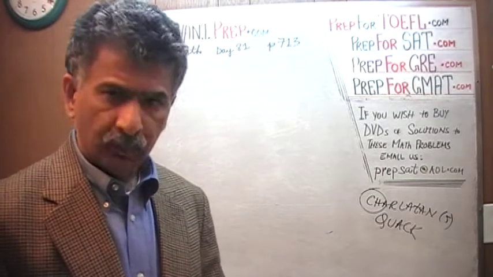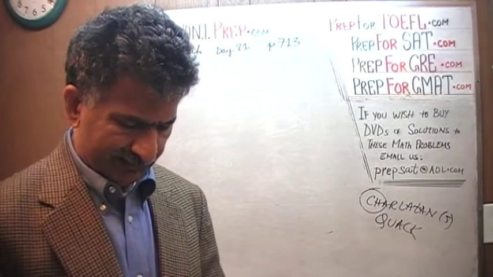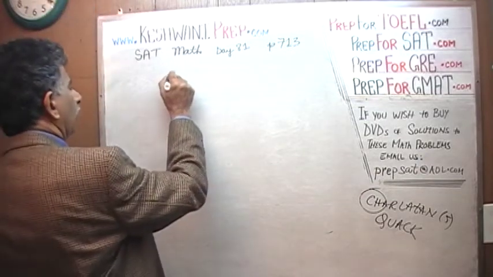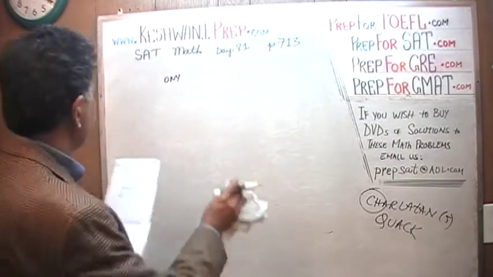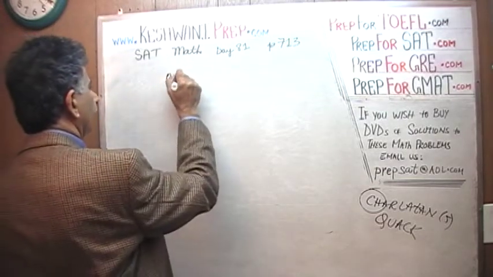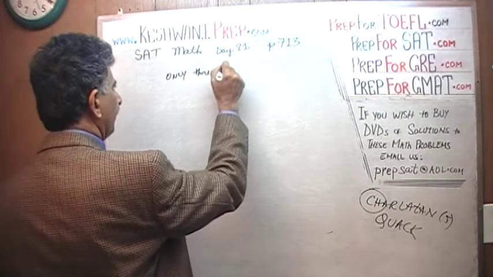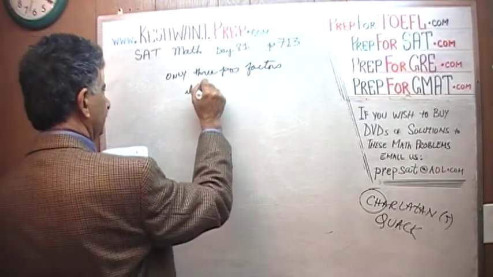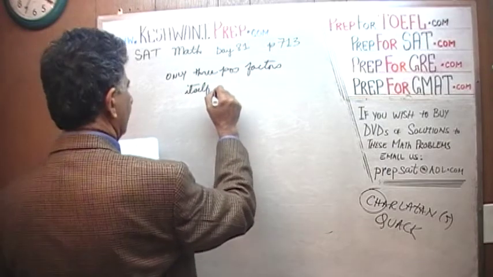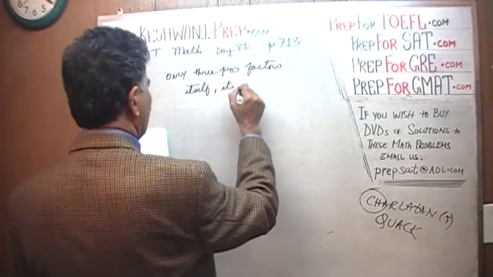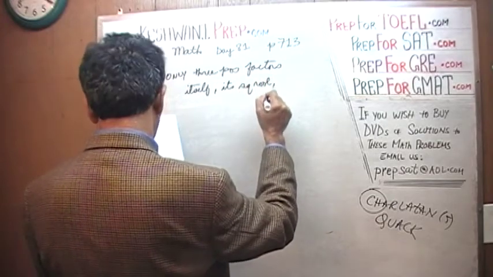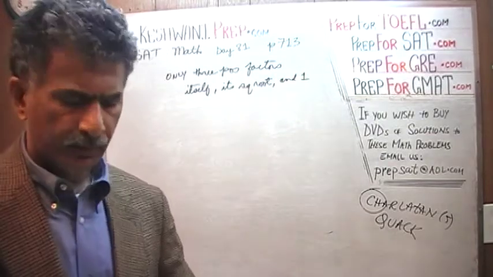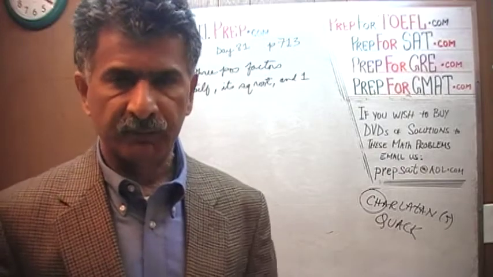A simple square, we are told, is any integer greater than 1 that has only 3 positive factors: itself, its square root, and 1. So if we have a perfect square, 36 is a perfect square.